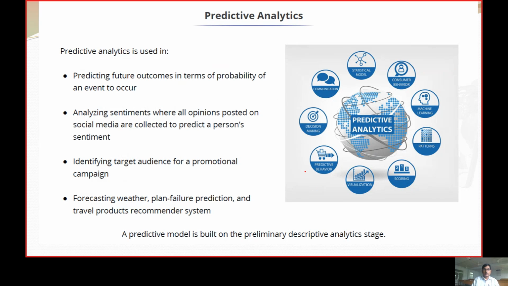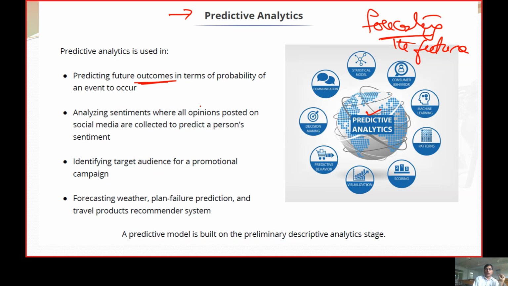After diagnostic analysis, the next one was the predictive analysis. In predictive, we need to predict something, we need to make some forecasting, we need to forecast the future. How will we forecast the future? We need to know how the outcomes will be. To understand the outcomes, we need to identify the probability of whether an event will repeat again or not.